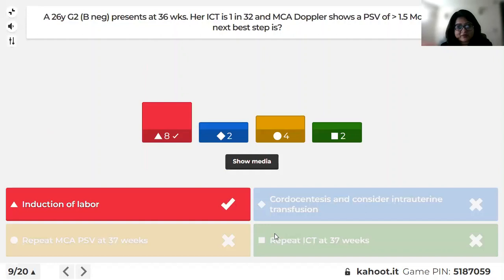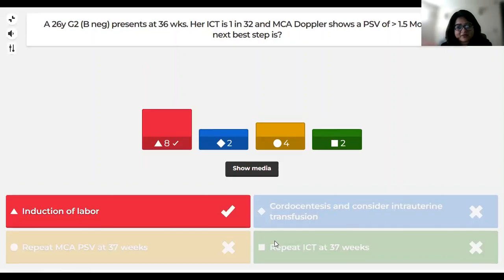Yes, you will induce labor. PDF is available. Okay, Sampath, I will make the PDF of the questions. Okay, don't worry about that. Also, I'll be putting this up on YouTube. Okay, so the next best step is induction of labor.